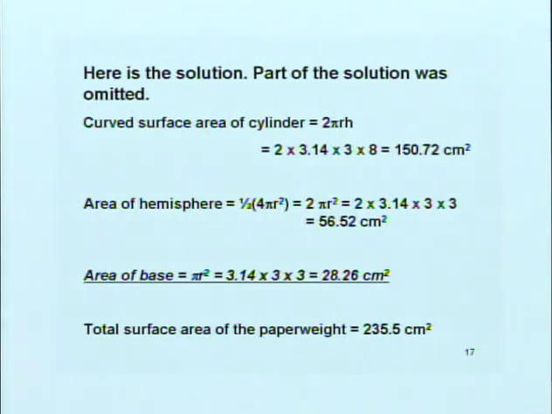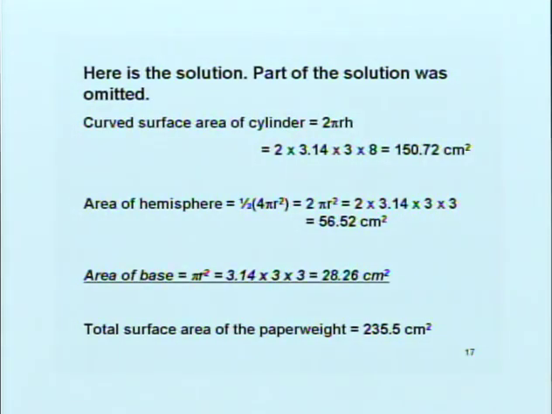Here is the solution. Part of this solution was omitted in the previous lesson. The curved surface area of the cylinder is equal to 2 pi r h, and when we substitute the values for pi, r, and h, we will have a curved surface area of 150.72 cm squared.